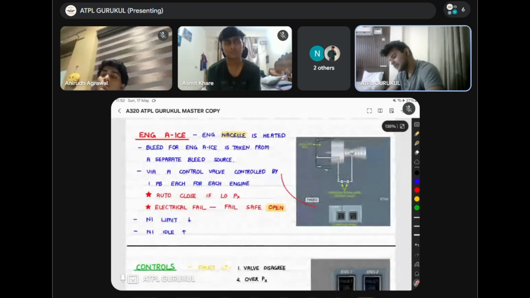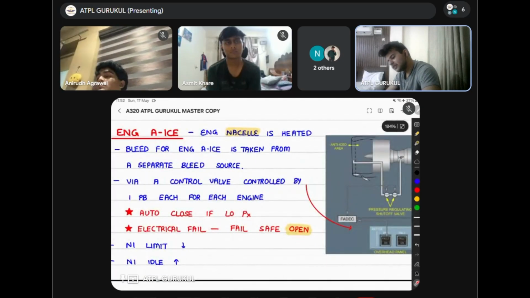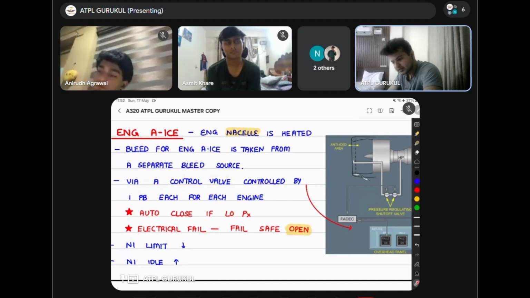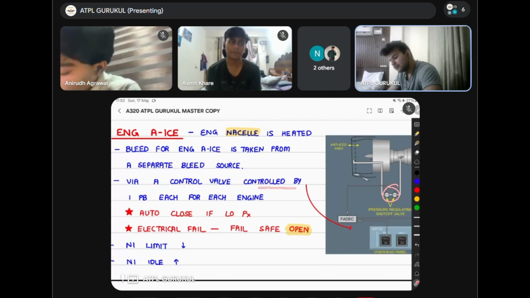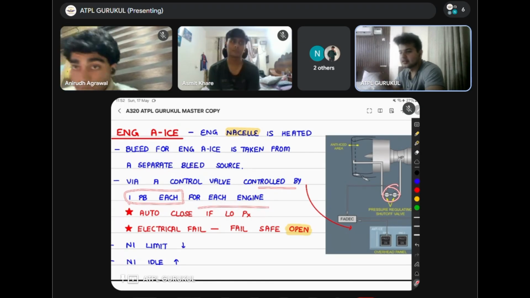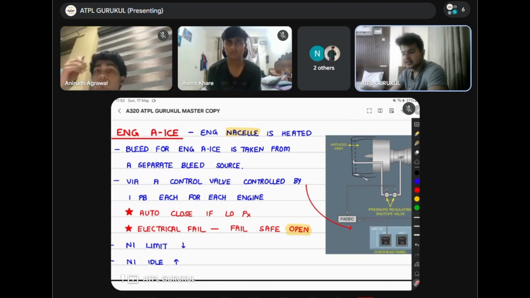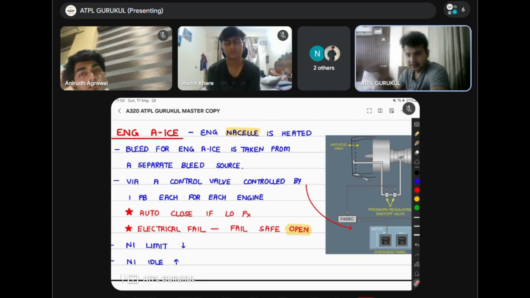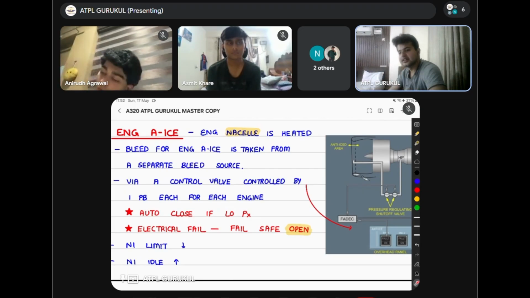Okay, so now it is controlled via a control valve, which is this, which is controlled by one push button each for each engine. This is unlike the wing anti-ice. There is one push button for the left side, one push button for the right side. Easy. When are you supposed to take engine anti-ice on? When you are in icing conditions, right?